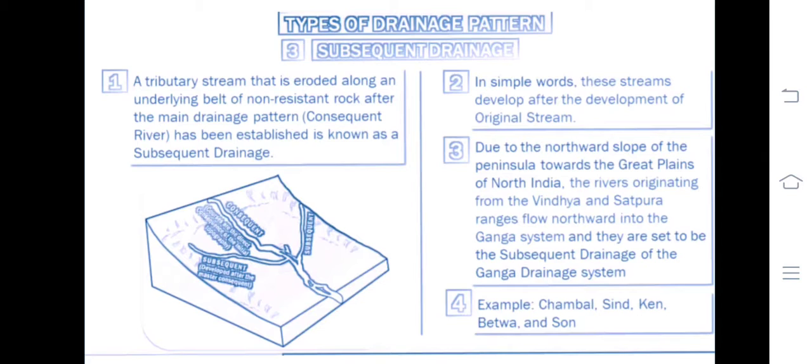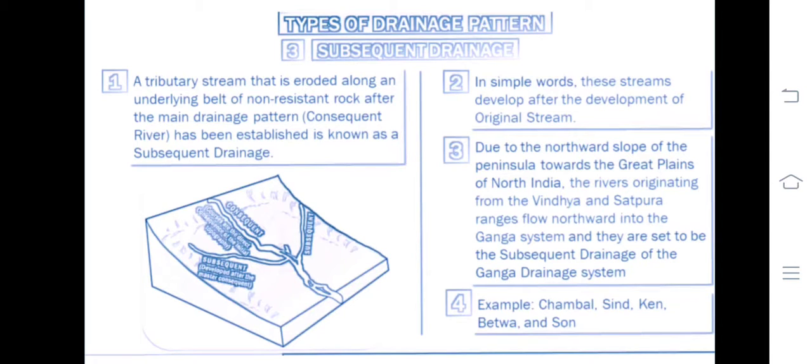A tributary stream that is eroded along an underlying belt of non-resistant rock after the main drainage pattern, any consequent river, has been established is known as your subsequent drainage. In a simple way, the streams developed after the development of the original stream. So simple. Due to the northward slope of the peninsula towards the Great Plains, you know, northward slope of the peninsula, like this, towards the Great Plains, means what? Northward, yes? Yes, to the north, the rivers originating from the Vindhyachal and Satpura ranges flow northward into the Ganga system, and they are said to be the subsequent drainage of the Ganga.